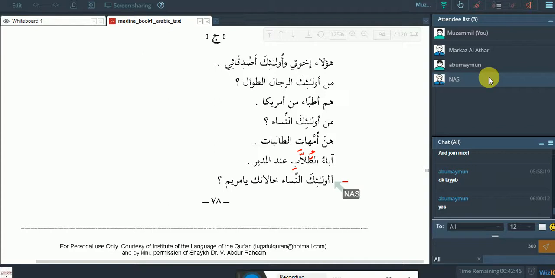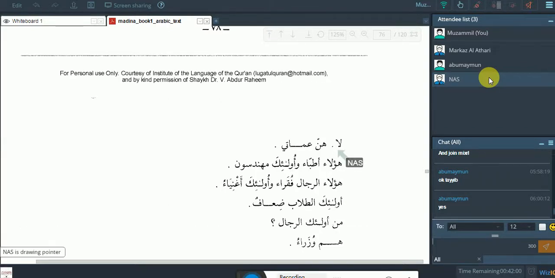The first alif is going to be very, very short. Very short and snappy. أولئك. Ahsant. Again, please. أولئك النساء. أولئك النساء خالات. Barakallah feek. I think this is just an accent thing, the way that you're saying the alif. Though I would prefer it to be shorter. أولئك. أولئك.